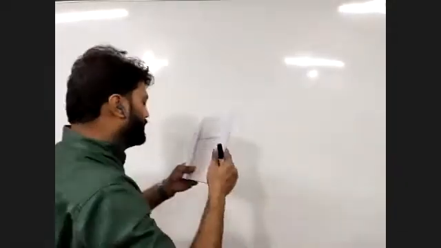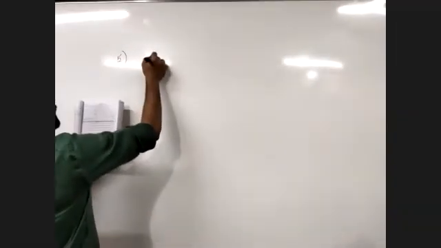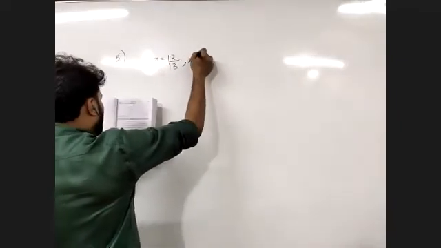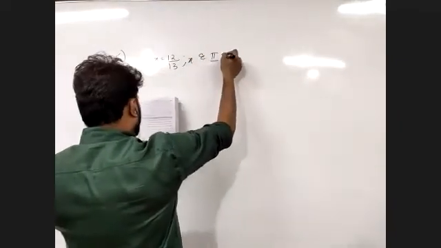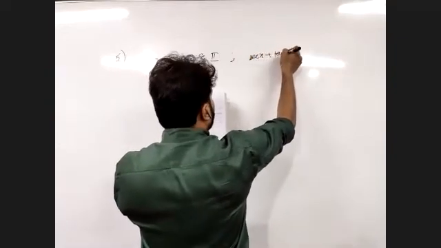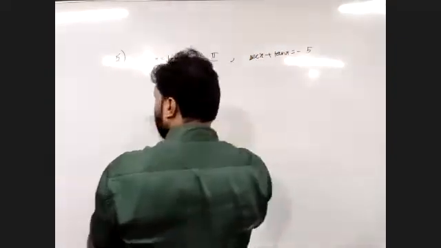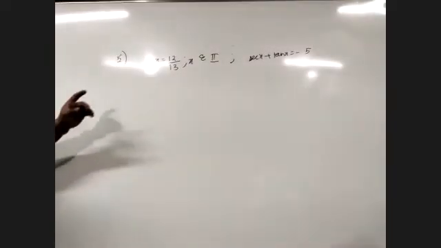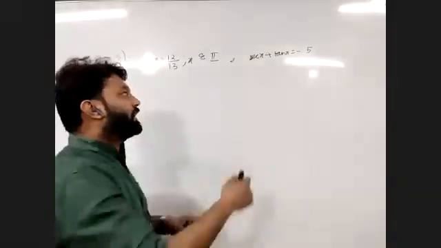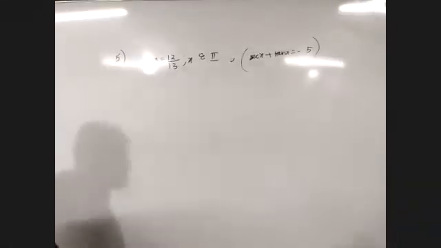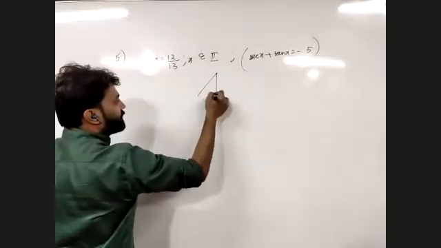Fifth question is: sin x is equal to 12 upon 13 and x lies in the second quadrant. Using this, we need to show that sec x plus tan x is equal to minus 5. I don't want to see anyone writing in between now. So sin x is given, quadrant is given, and we need to prove that this is equal to minus 5.